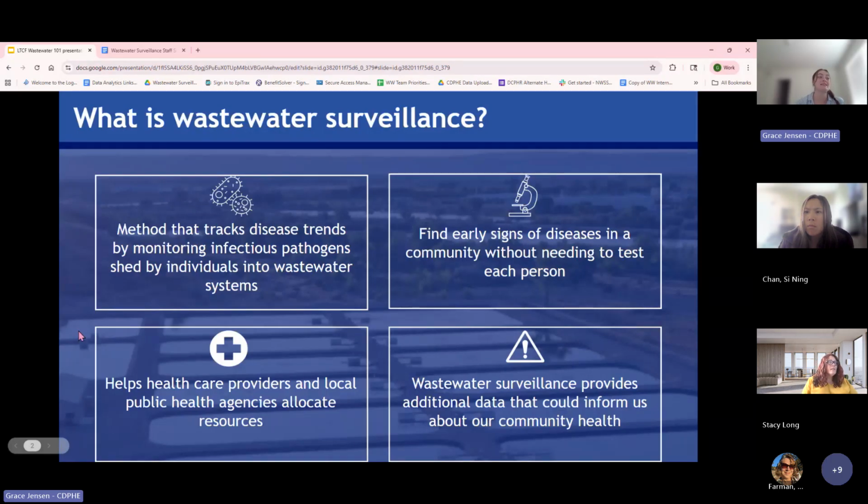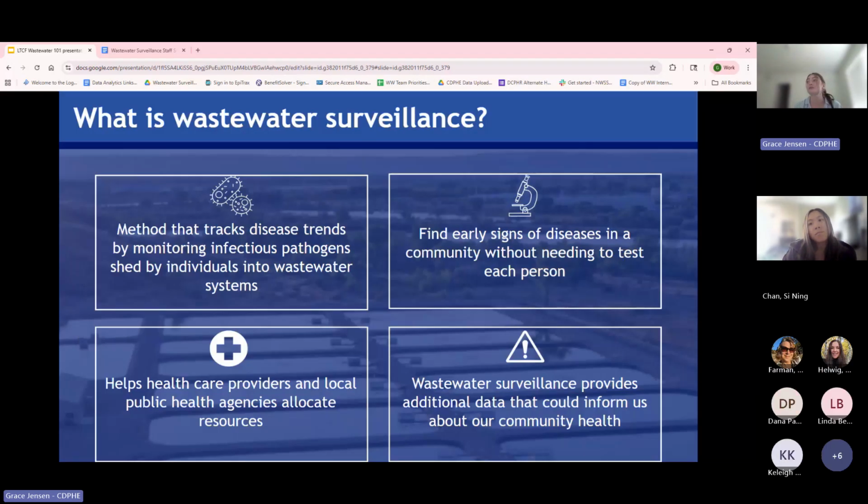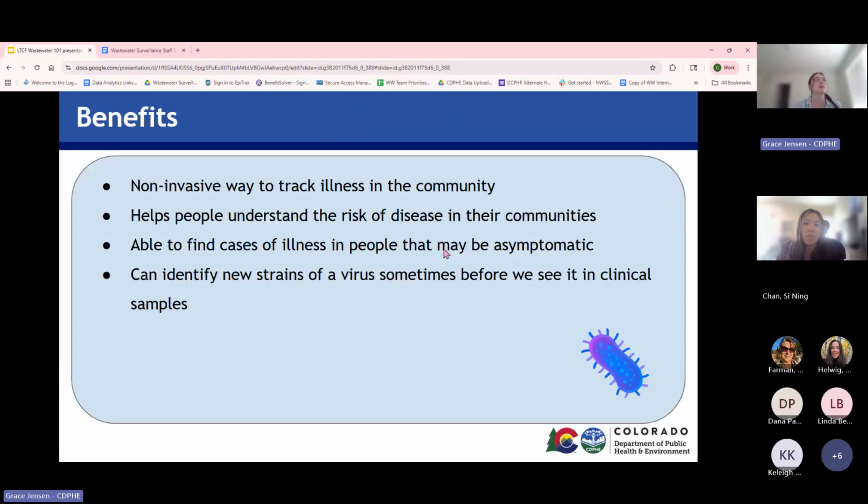So what is wastewater surveillance? It's a method that tracks disease trends by monitoring infectious pathogens shed by individuals into our wastewater. It's really useful. It can find early signs of diseases in a community without really needing to test each individual person in that community. And we're able to help healthcare providers and local state health agencies allocate resources depending on what we're seeing. And it also provides additional data that could really form a more robust approach to public health monitoring. So some of the benefits of wastewater surveillance, it's a really non-invasive way to track illness in a community.